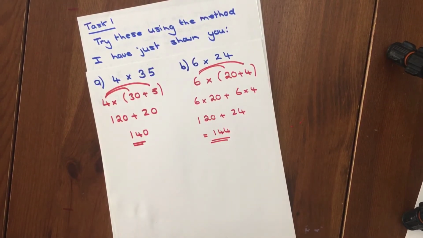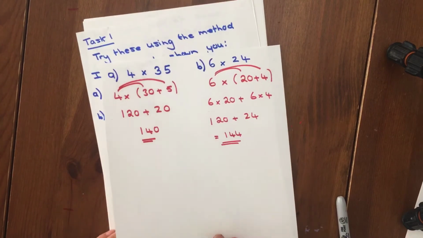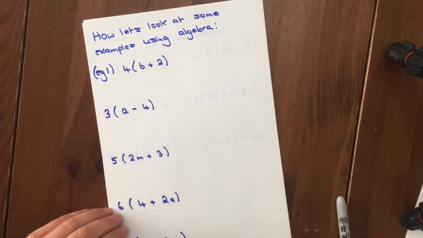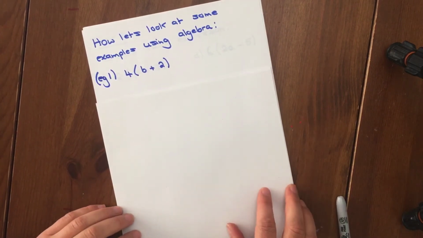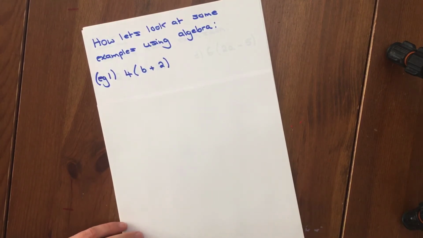Now what we're going to do is look at algebra. So we've looked at multiplying out brackets here using numbers, and now we're going to go on to algebra. And we're going to look at different examples expanding brackets. Now I know some of you had problems when you tried booklet 8 looking at these questions, so this is why I'm doing another lesson on expanding brackets.